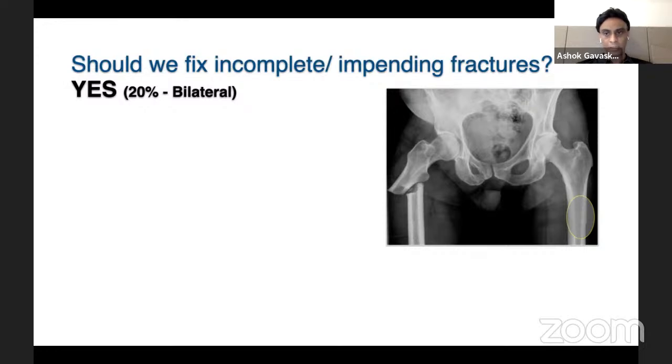You allow them protected weight bearing, and then you can allow them to go back to weight bearing once the bone edema and everything settles down. So why should we do prophylactic nailing in these fractures before they fracture?